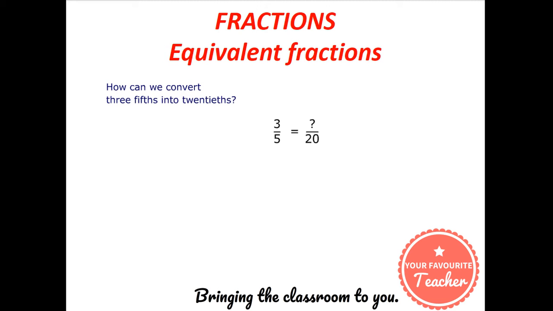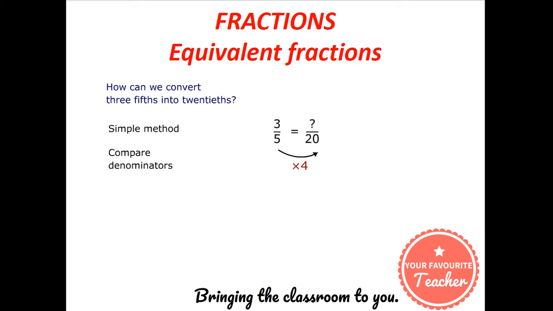Let's take a look at another example. How can we convert 3/5 into 20ths? In the last example, we compared numerators. Here, we're going to compare denominators. So, how many times does 5 go into 20? 5 times 4 is 20.